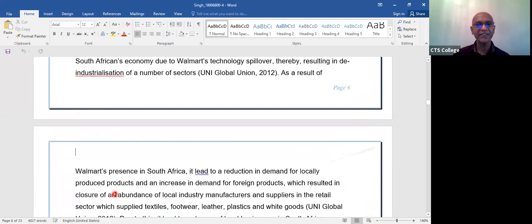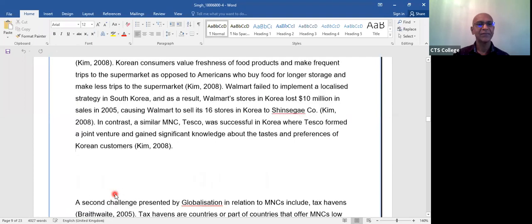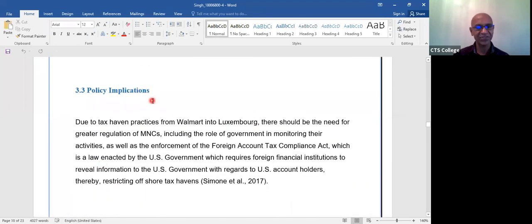So my point is, participants, remember that your policy implications need to follow from what was discussed previously. This student did not do that. She only discussed the tax haven issue, but neglected the policy implications for the other issues that were mentioned, including sweatshops and crowding out. Also, this is way too short.